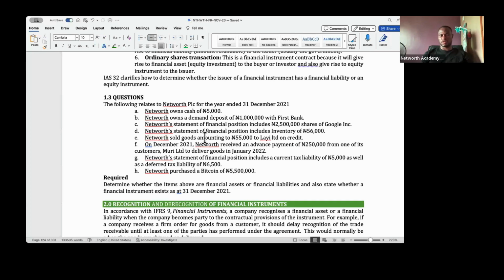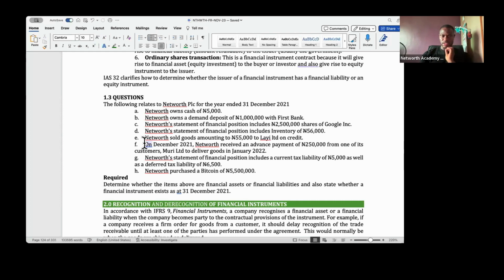That's fantastic. Lai has an obligation to deliver cash to Networth. That is correct. So Networth has a financial asset in the form of trade receivables. Lai has a financial liability in the form of trade payables. So the two sides are complete. We have a financial instrument contract. Perfectly correct. Kayode, back to you.